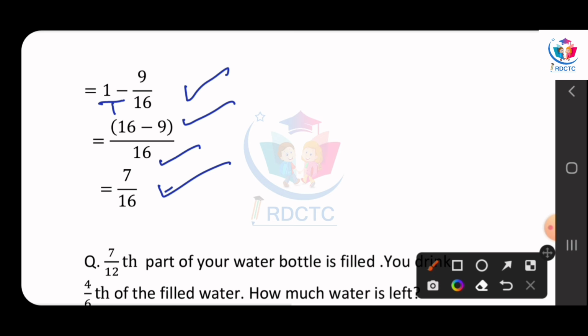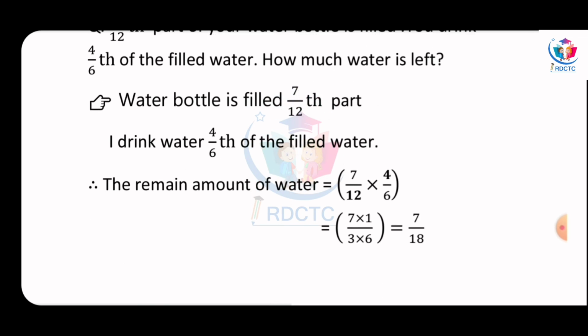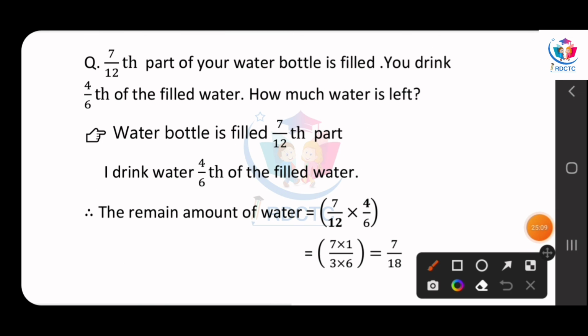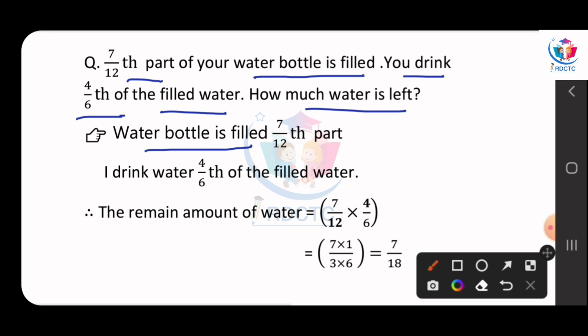Okay, let's see our next question. 7 by 12th part of your water bottle is filled. You drink 4 by 6th of the filled water. How much water is left? Okay, the water bottle is filled 7 by 12th part. I drink 4 by 6th of the filled water. The remaining water is, look at the sentence carefully. Here it means I drink 4/6 of the filled water.